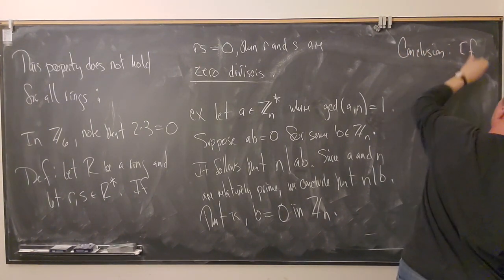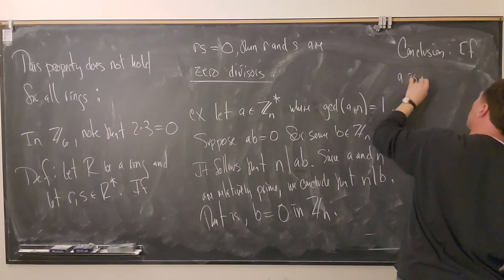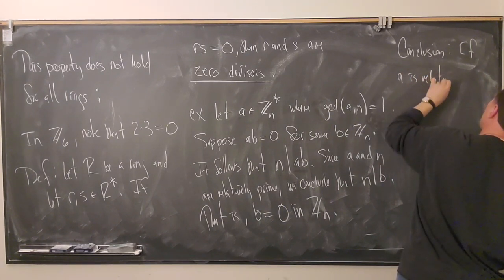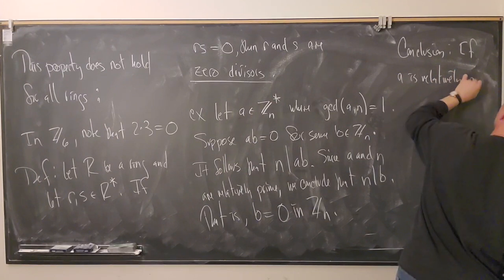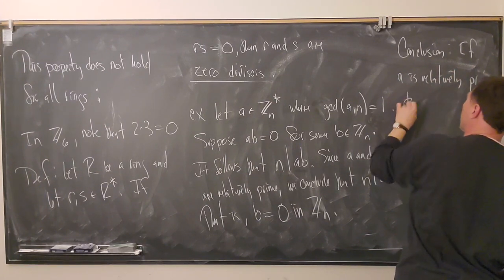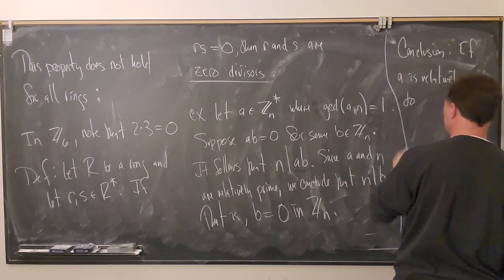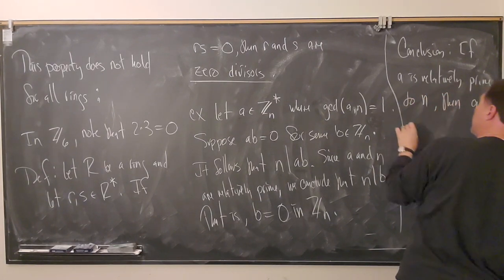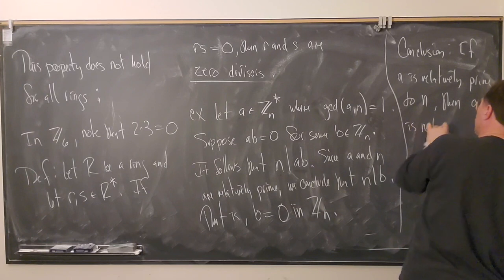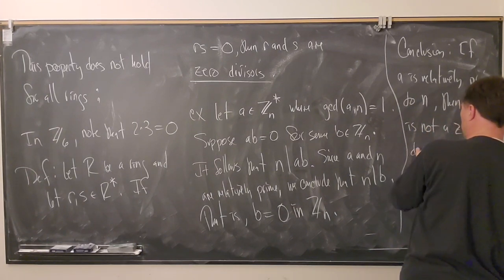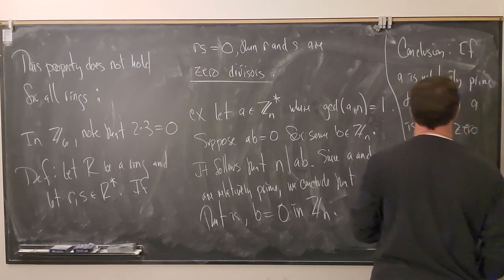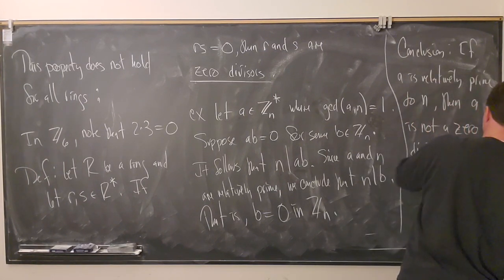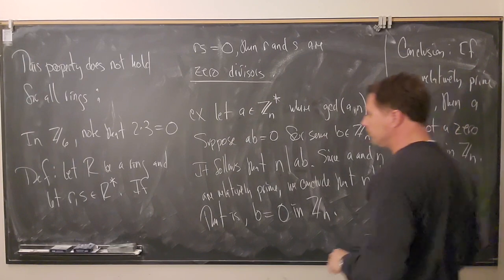So conclusion, if A is relatively prime to n, then A is not a 0 divisor in Zn.